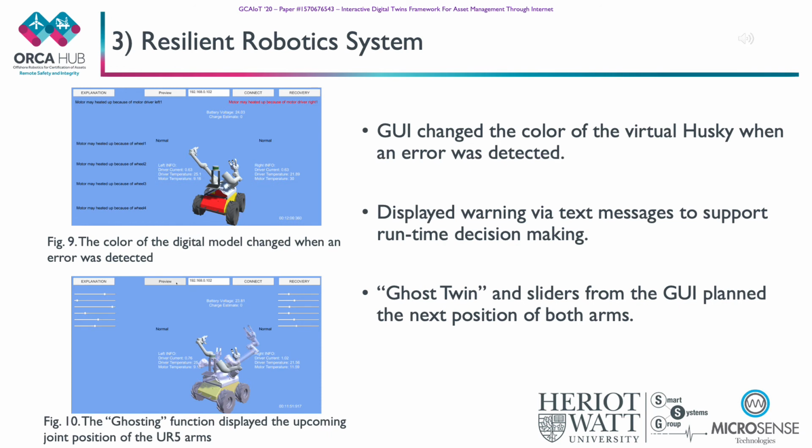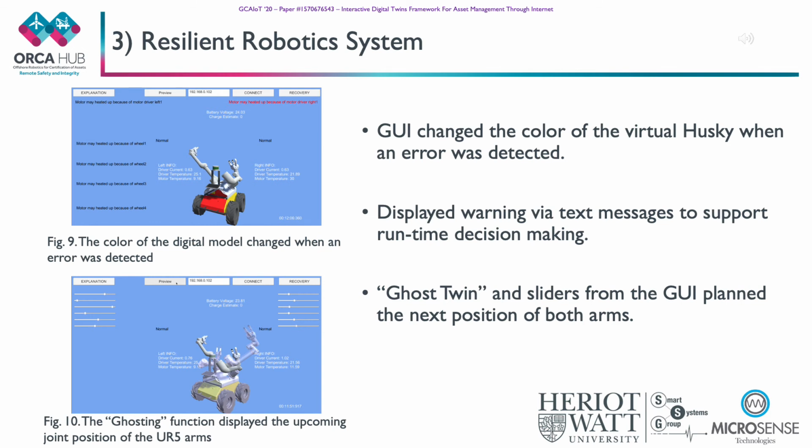The top picture shows that the graphical user interface changed the color of the virtual Husky when an error was detected. This sensitive fault warning was displayed via text messages, which could allow the users to acknowledge the current situation for the runtime decision making. The recovery button at the top right corner would immediately terminate the mission, resulting in the return of the Husky robotic system to its base station to initiate further repair actions.